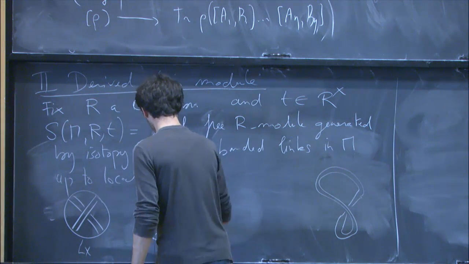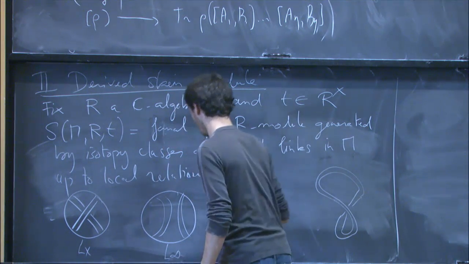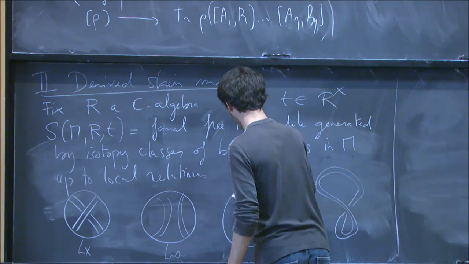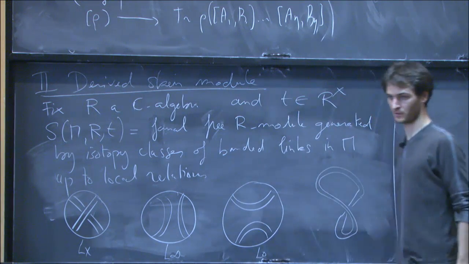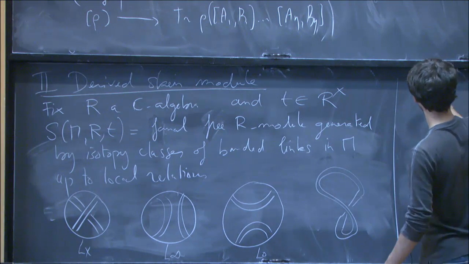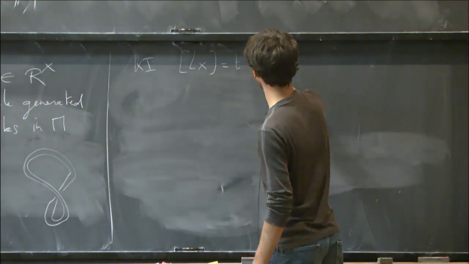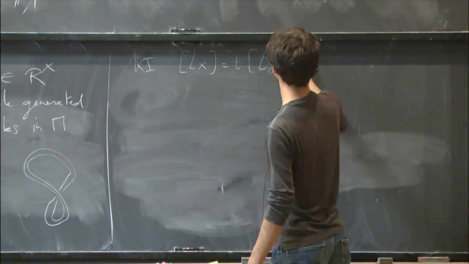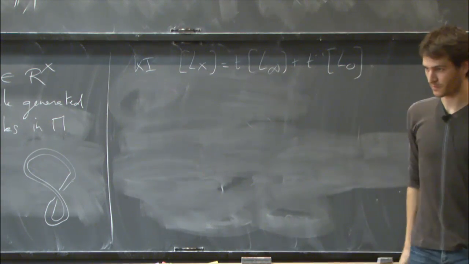I can replace it by this. Let me call this L infinity, or replace it with this one. And I call this L0. And the relation K1, the most fundamental relation, is that the isotopy class of L cross, by definition, I put it equal to T times L infinity plus T inverse times L0. This is the first relation.